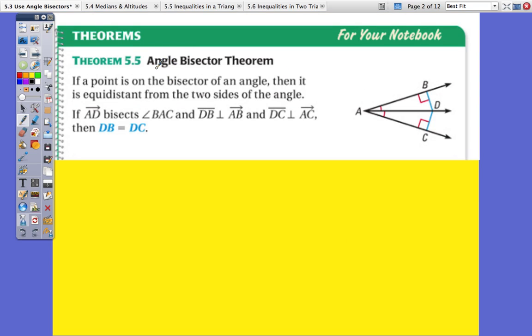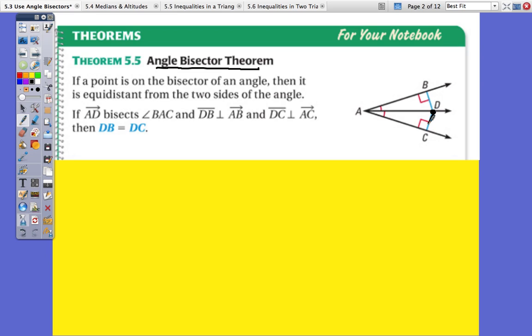First, I'll introduce the angle bisector theorem. This theorem has a hypothesis and a conclusion like every other theorem. Let's read the hypothesis first. If a point is on the bisector of an angle, so for example here to the right we have a bisector AD, D is on the bisector. So if we have a point on the bisector, then it is equidistant, in other words congruent, from the two sides of the angle. So since D is on the angle bisector, it is at an equal distance to C and to B.